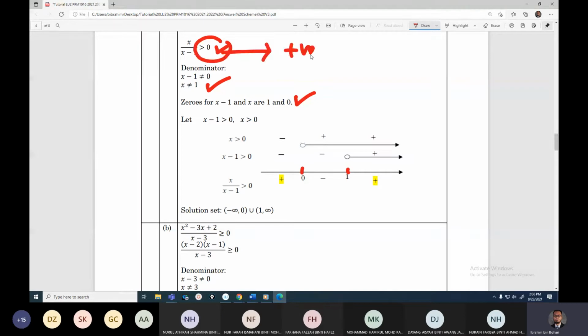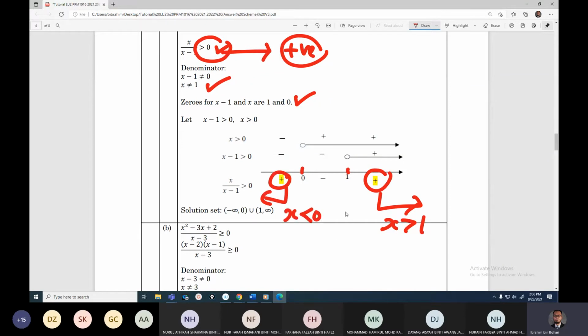So the solution here is positive. The first solution is x greater than 1, and the second solution here is x less than 0. Okay, so you combine using the union operator. The answer from the left: less than 0, negative infinity to 0, union 1 to positive infinity. The answer ends here. Okay, this one uses the first method.